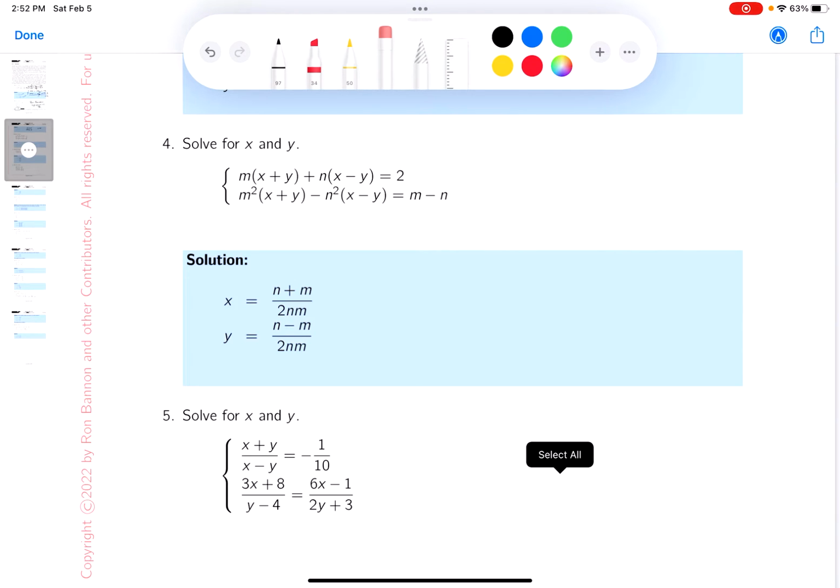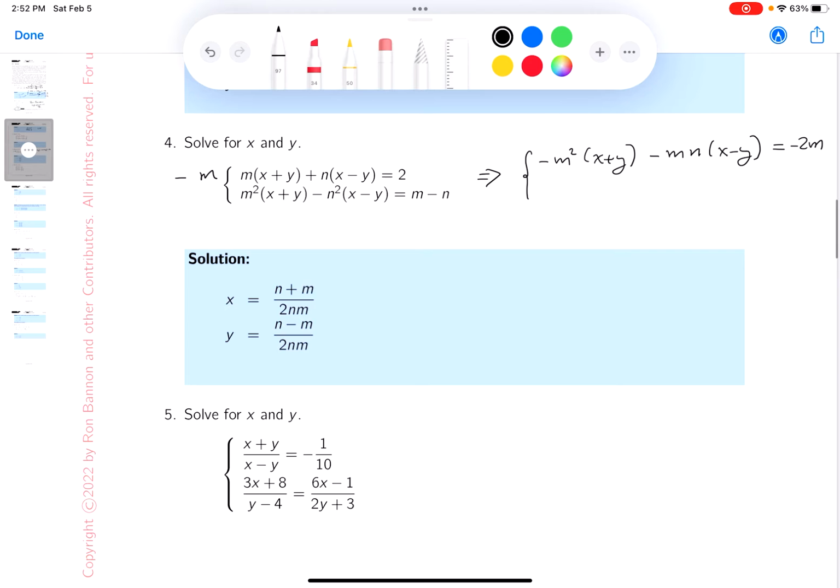Okay, let's start. I'm going to use elimination to do the problem. There's a couple of different ways of doing it. The first thing I'm going to do is multiply the top equation by m. All right, let's do that. I'll show you why I did it. And you get minus m squared (x plus y) minus mn (x minus y) is equal to minus 2m.